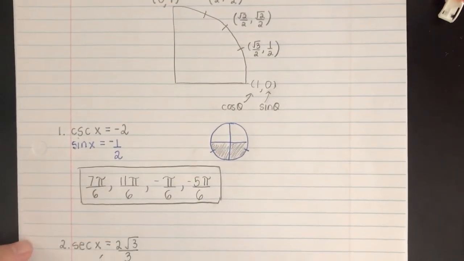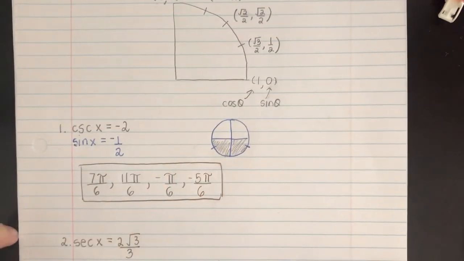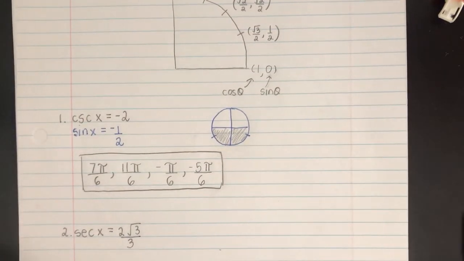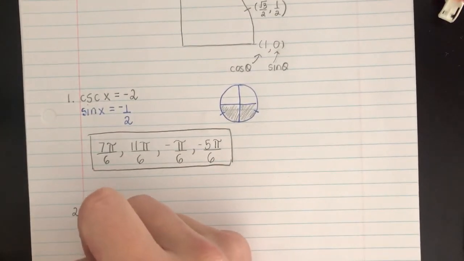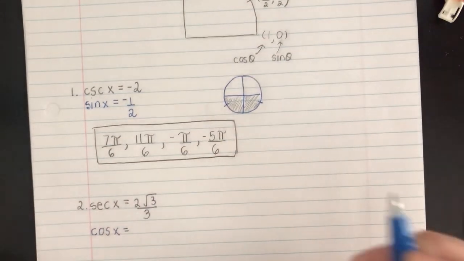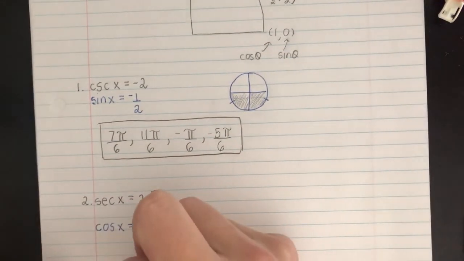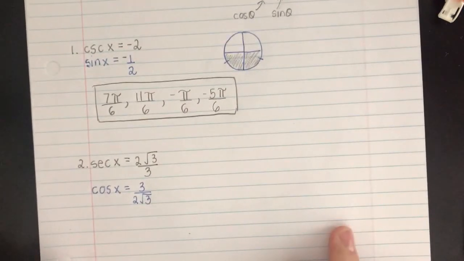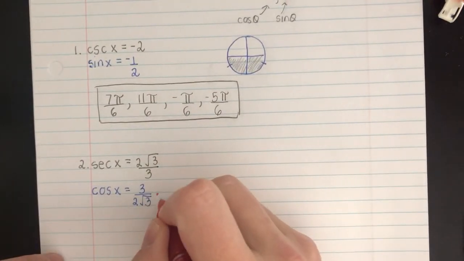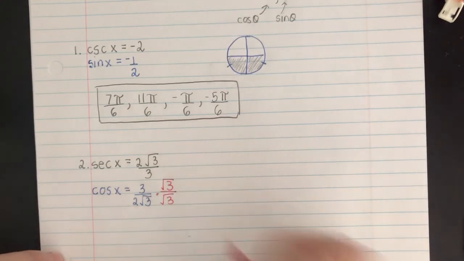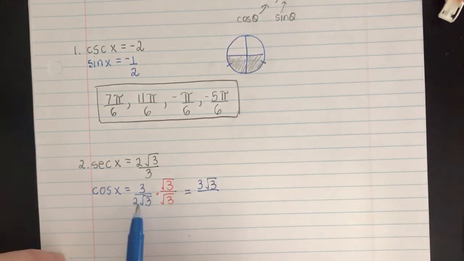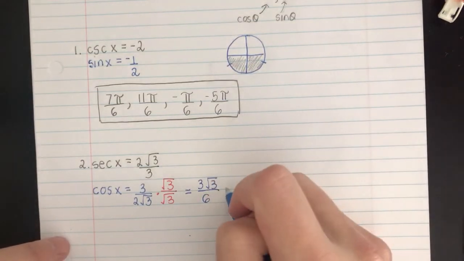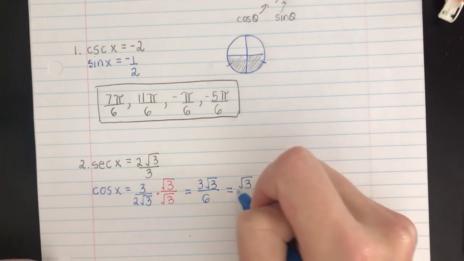Okay, so now looking at number 2, secant of x equals 2 square root of 3 over 3. So recall that secant is the reciprocal of cosine. So therefore, cosine of x equals 3 over 2 square root of 3. Of course, you must rationalize. So multiply by square root of 3 over square root of 3. So you would have 3 square root of 3 over, this would become 6, 2 times 3 would give you 6. And then, of course, you can simplify, so it would be square root of 3 over 2.